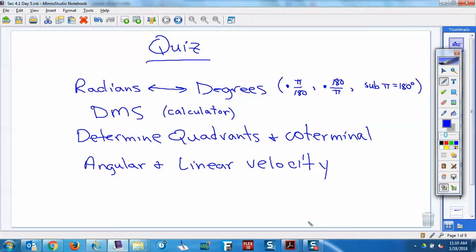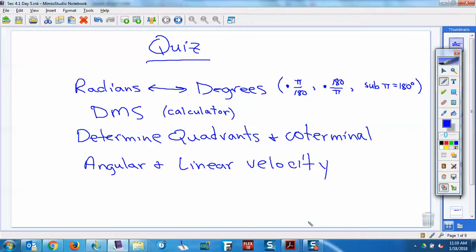DMS just on your calculator, right? Degrees, minutes, seconds, type it in. So just do a couple of those just for practice. But that'll be a small part, a couple points probably out of the 30 or whatever's on the quiz. Be able to determine what quadrant an angle is in. Do some coterminal angles, one positive, one negative, or something like that, both in radians and in degrees.